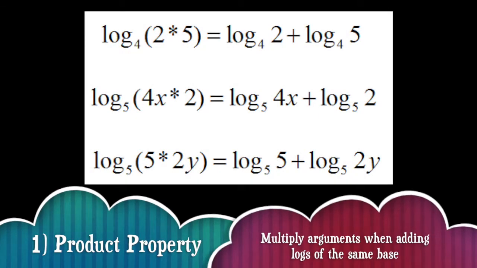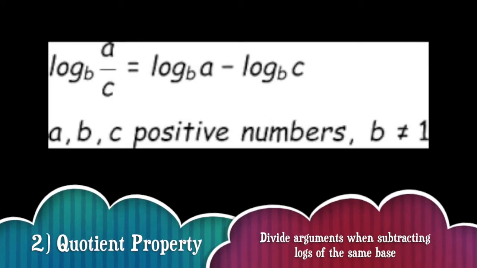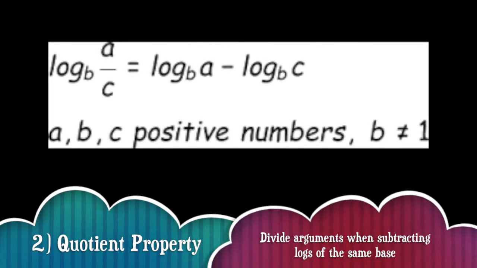Logs have the same base and they are being added, the arguments can be multiplied. For example, log base 4 of 2 plus log base 4 of 5 equals log base 4 of 2 times 5, or log base 4 of 10. When logs have the same base and they are being subtracted, the arguments can be divided.